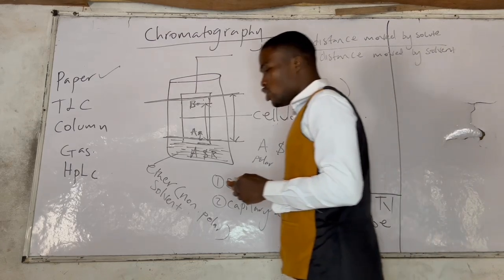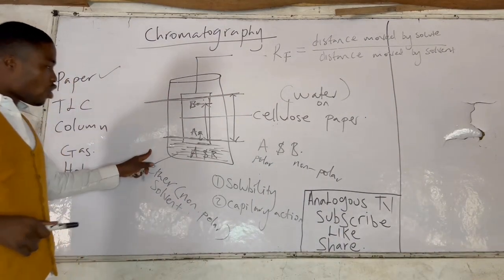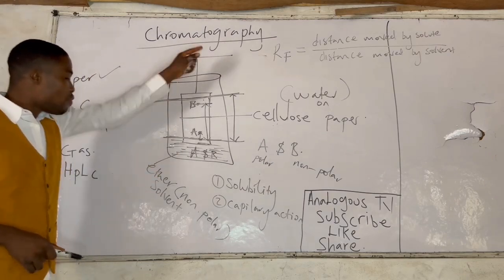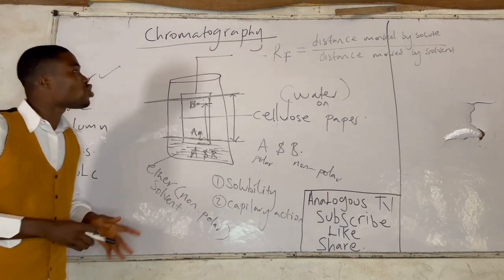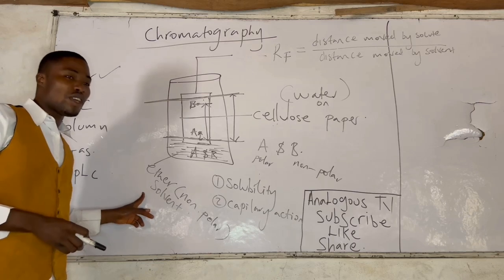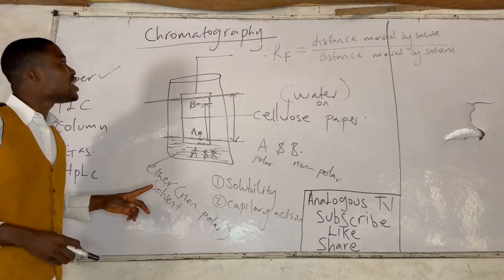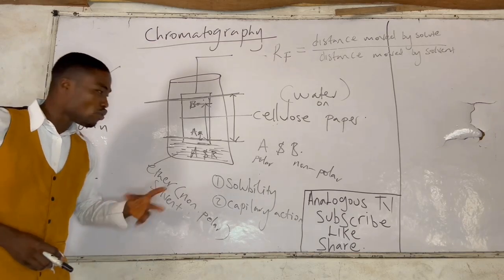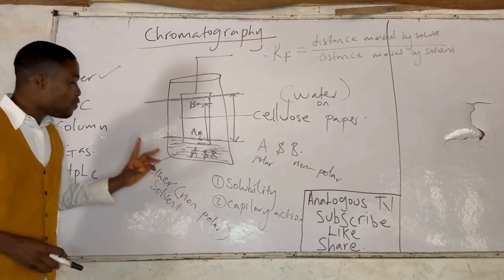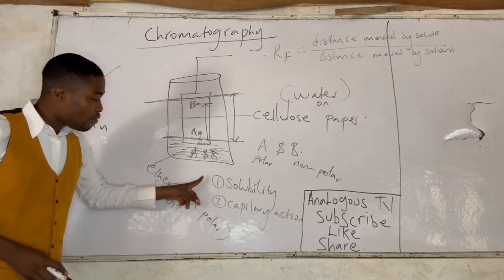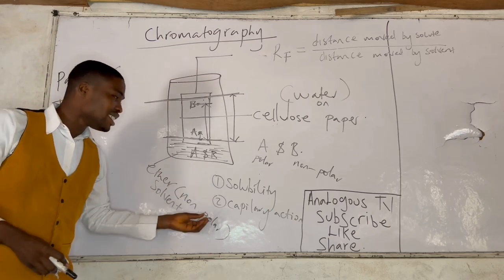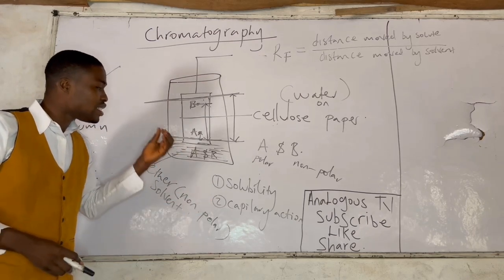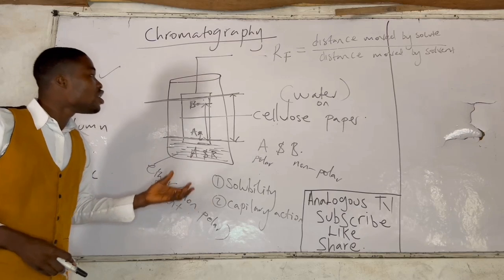An RF value is unique for a given solute, solvent and process. So every solute has its given RF value in a given solvent. The RF values of many compounds are unique and are used to identify them when they are in mixtures of compounds. So solubility and capillary action are the basic principles we use to carry out separation in paper chromatography.